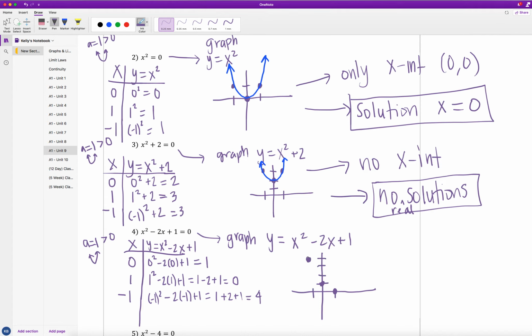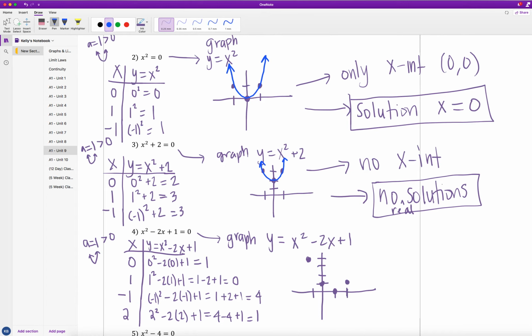And the reason I had a good idea that any negative values would produce larger values was because my graph is opening upward. So now I need to see, well, what's happening at 2? Does this graph dip below, or does it stay above the x-axis? So let's plug in positive 2. We'll get 2 squared minus 2 times 2 plus 1. That gives us 4 minus 4 plus 1, so we end up at positive 1. So at 2, we're up here at positive 1.